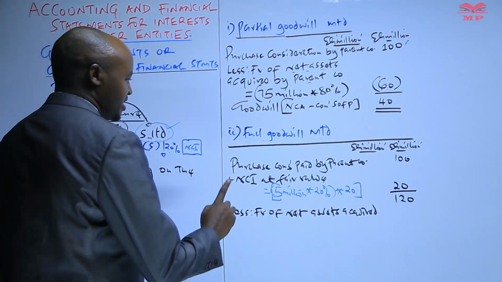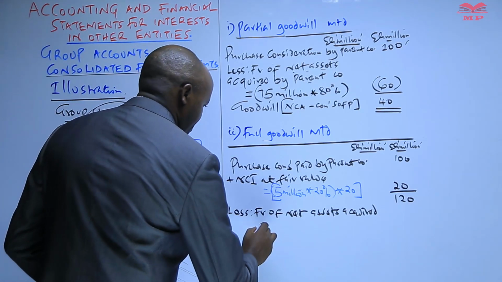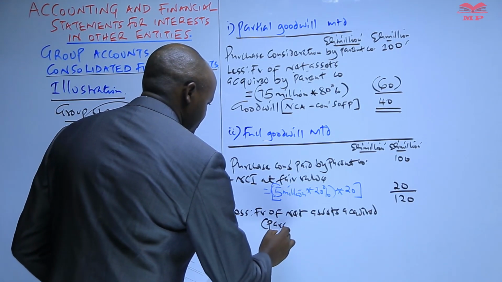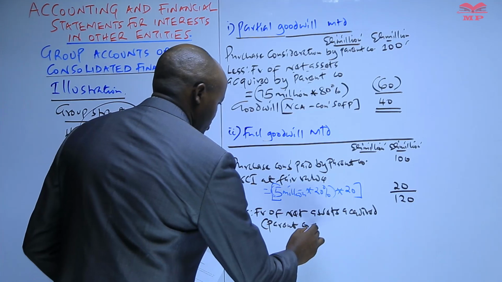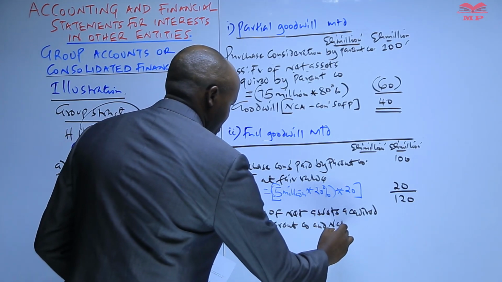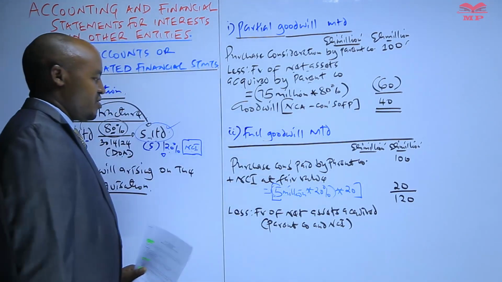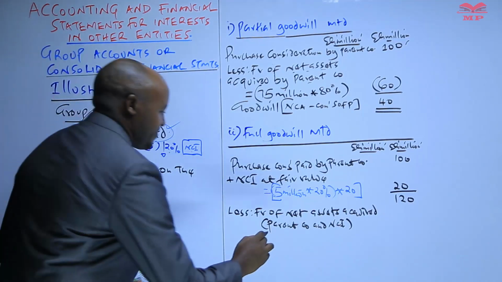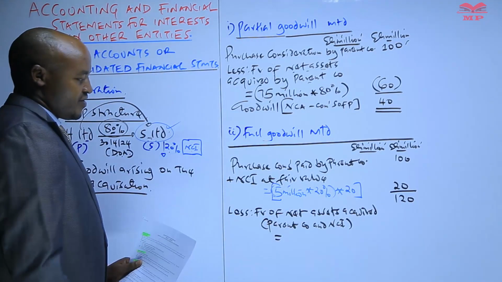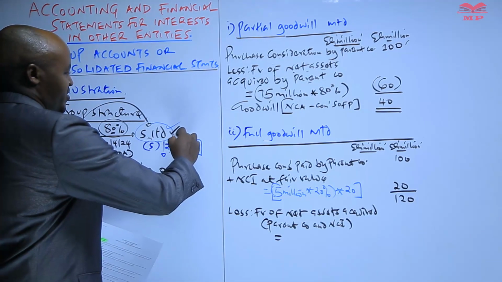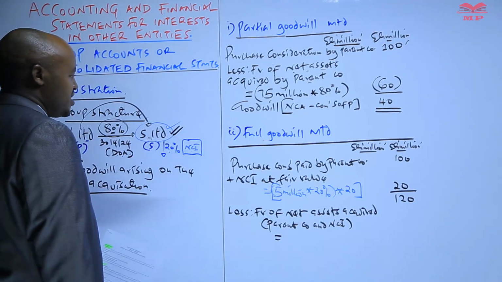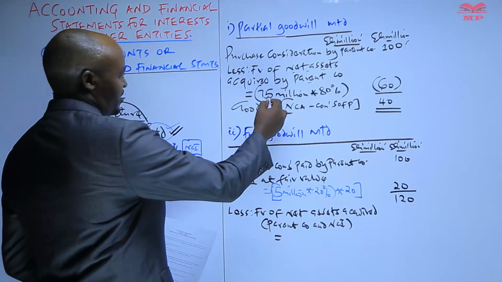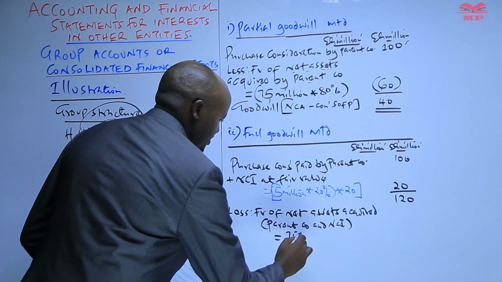In this case, we are interested with the net asset acquired by both the parent company and NCI. So how do we compute this? Remember, in our case, we were told that on the date of acquisition, the fair value of subsidiary company net asset was 75 million. That figure is already given to us.